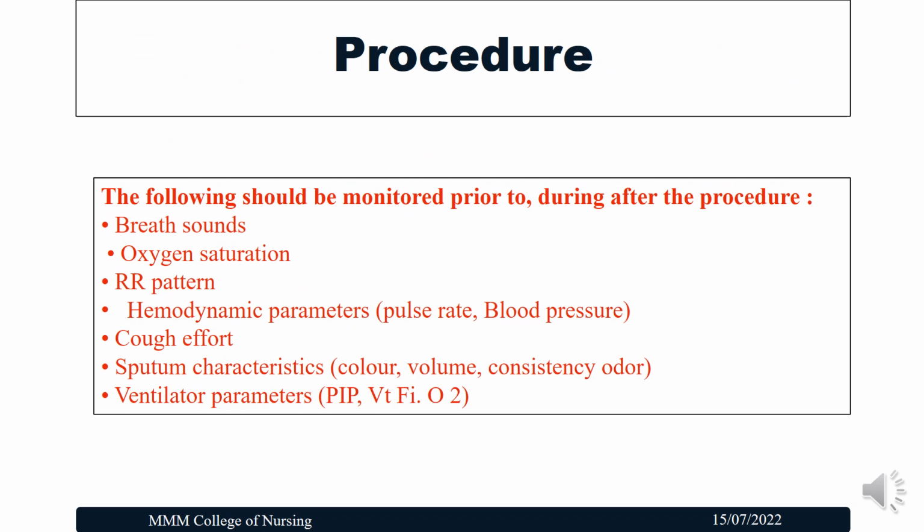Procedure. While doing suctioning, the following should be monitored prior to, during, or after the procedure. Breath sounds should be monitored before and after the procedure. Oxygen saturation should be monitored before, during and after the procedure. Respiratory rate and pattern of respiration. Hemodynamic patterns like pulse rate and blood pressure should be monitored before and after the procedure. Cough effort, how far the patient can cough out the sputum, and the sputum characteristics: the color, the volume, the consistency and the odor of the sputum. And if the patient is on a ventilator, the ventilator parameters should also be checked before and after the procedure.